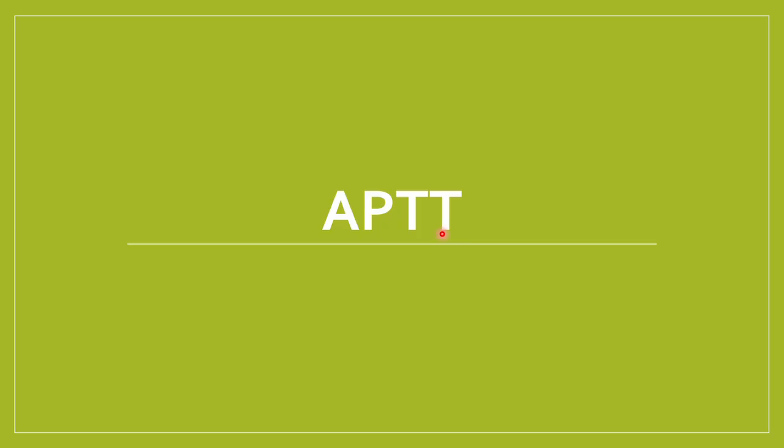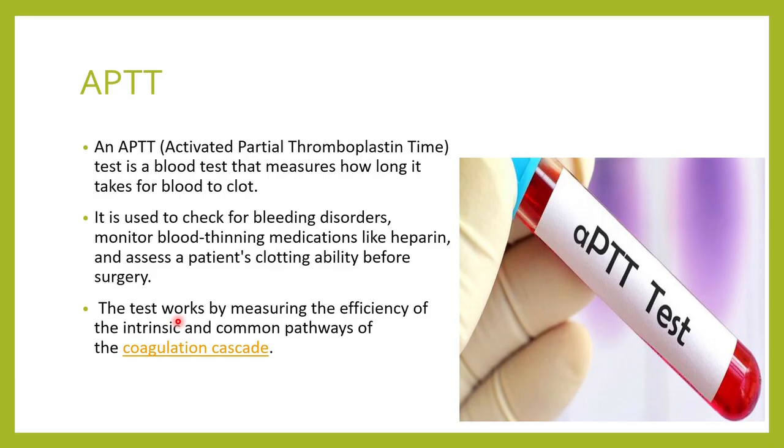In today's class, let us discuss another test which we usually do to assess the clotting activity in the body, that is your APTT or Activated Partial Thromboplastin Time. So this APTT is another blood test which measures how much time your blood takes to clot. This usually measures the efficacy of your intrinsic pathway. The prothrombin time which we studied measured the efficacy of the extrinsic pathway.